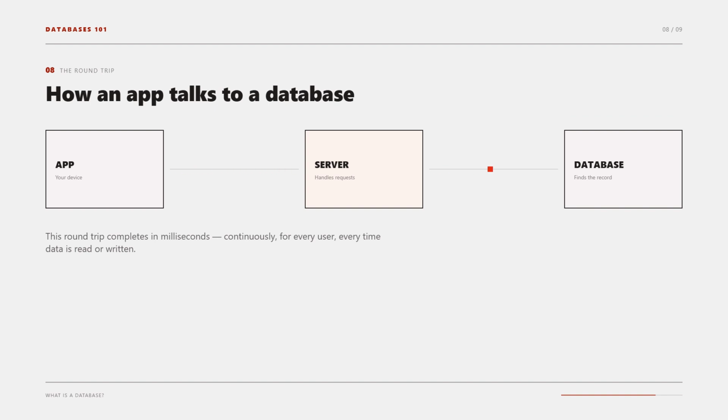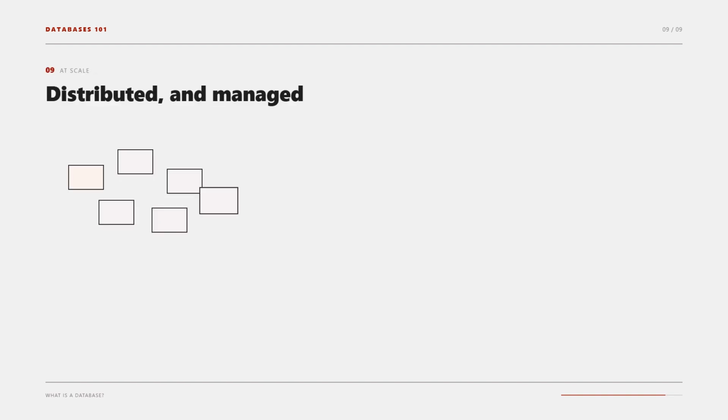When you open an app, your device typically is not storing most of the data locally. It sends a request across the network to a server, which queries a database, retrieves the relevant records, and returns a response. This round trip typically completes in milliseconds, and it happens continuously for every user, every time data is read or written. Modern applications often run databases in the cloud, distributed across multiple servers for redundancy and performance. Providers like AWS, Google Cloud, and Azure offer managed database services, so engineering teams can focus on their application rather than on maintaining the underlying infrastructure.